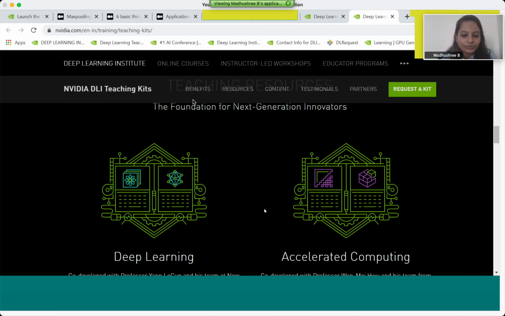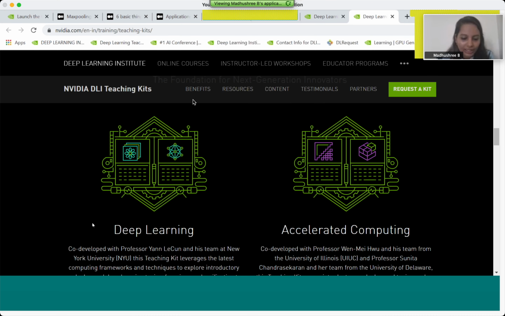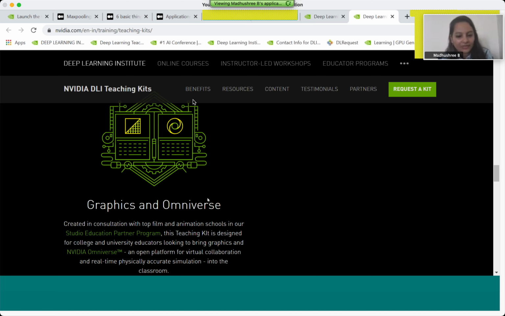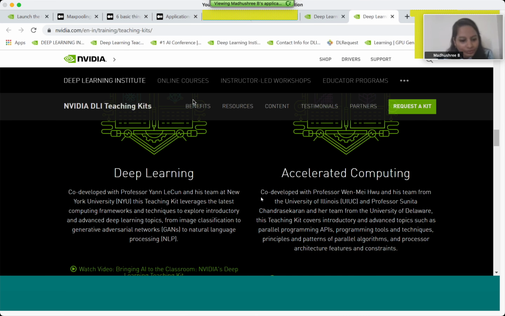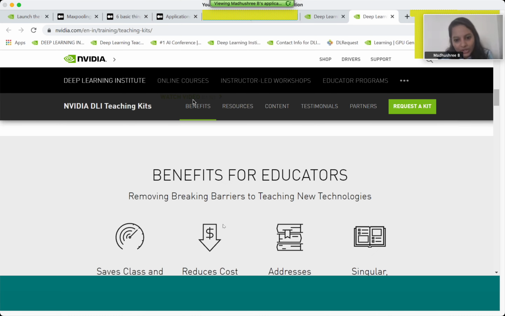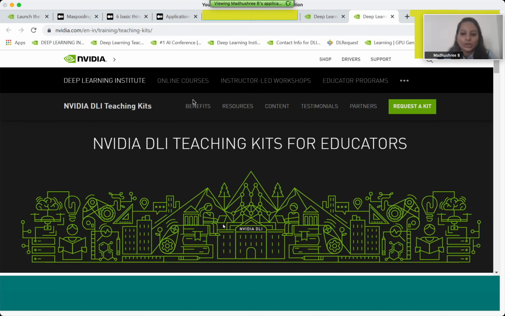You will get access to the contents, the entire course curriculum for deep learning, accelerated computing, robotics, data science, and recently graphics and Omniverse. If you look at the course, I think everybody is aware of who Yann LeCun is, right? Turing Award winner. He's the topmost researcher in deep learning. He has designed our Deep Learning course. So when you are teaching your electives for deep learning or machine learning, you can just download this kit from here. It will include all the lecture slides, the lab practical materials, quizzes, and whatnot, everything you need to conduct a course. Everything is included here, created by experts in the industry from all over the world.